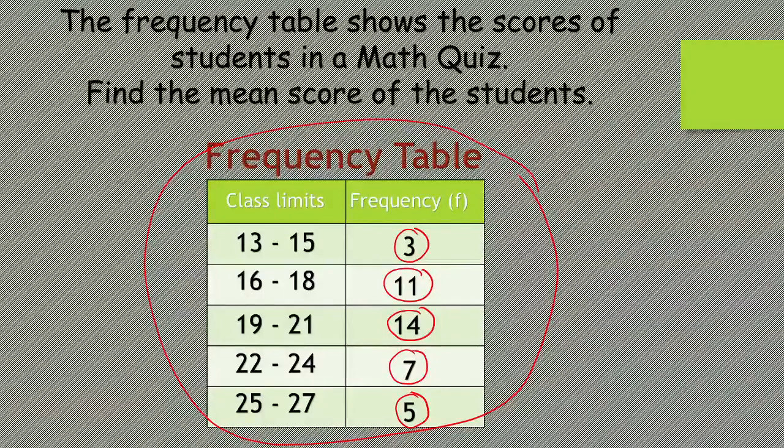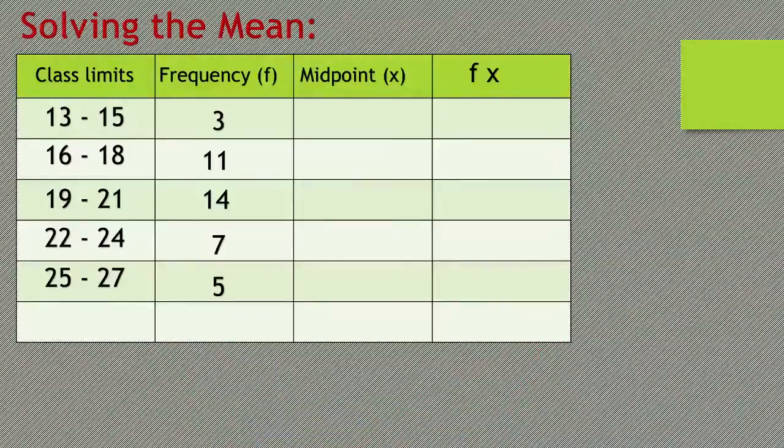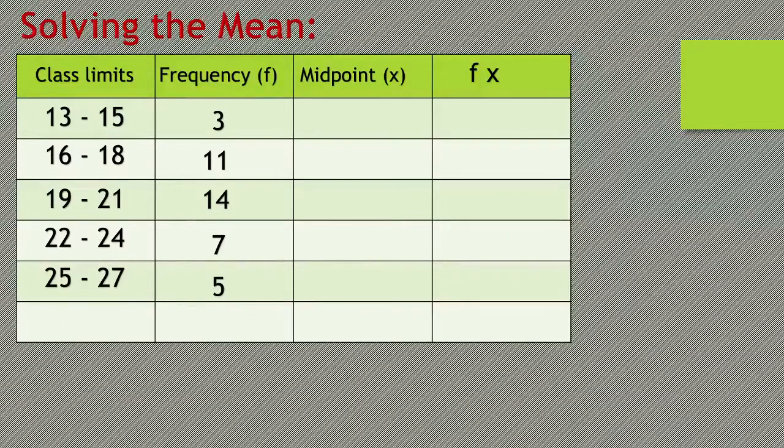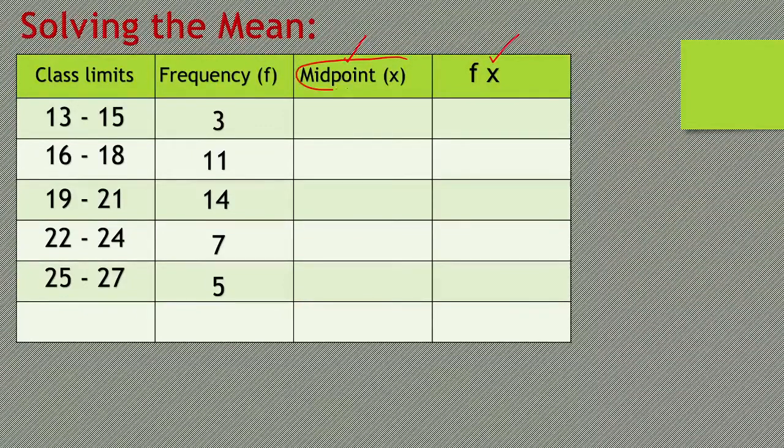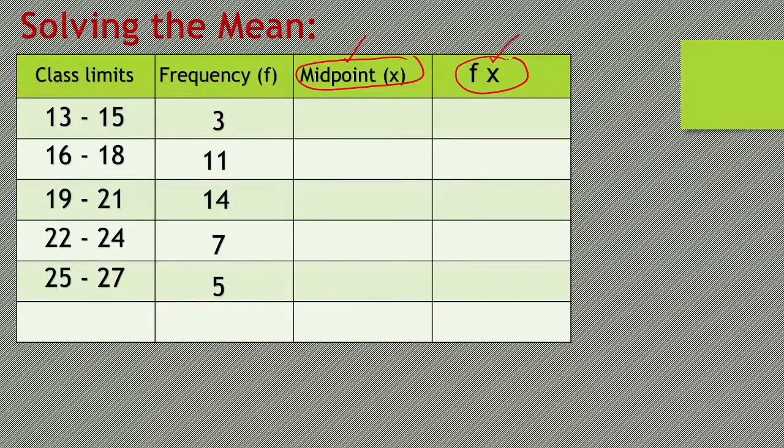Okay? Now, let's go to step 1. Right, step number 1 is add 2 columns. A column for the midpoint and a column for fx. That is step number 1. Is step number 1 clear? Okay. Go to step number 2. Step number 2 is solve the midpoint.